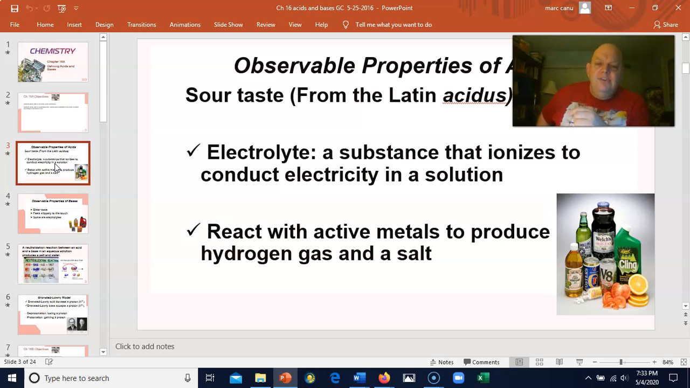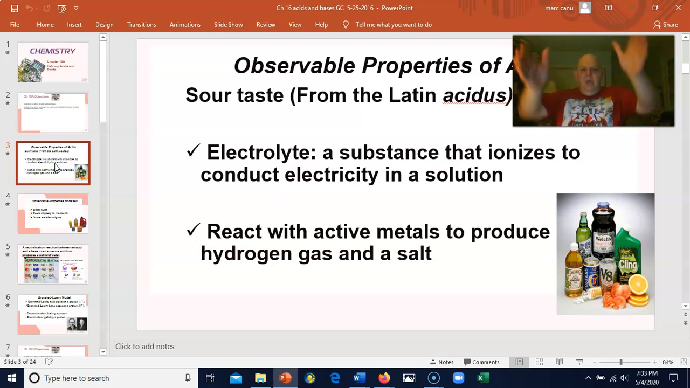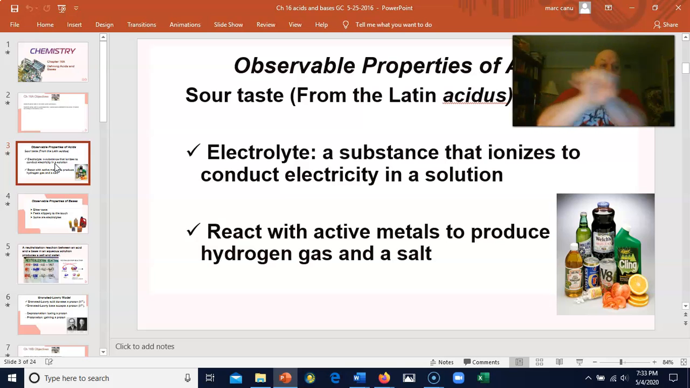Amazing. Now, acids also react with active metals to produce hydrogen gas and a salt. Now, when we talk about salt, we're not talking necessarily NaCl. That's one kind, because we can combine sodium hydroxide and hydrochloric acid and walk away with water and salt. Salt is a big umbrella word. It covers different things. It's a metal with a non-metal in there.